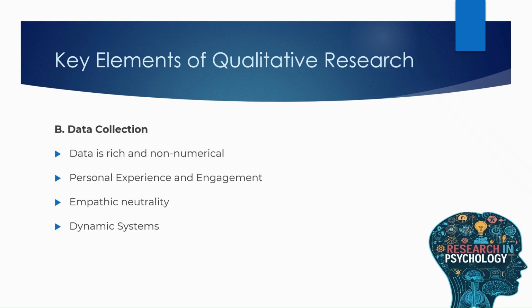Data collection is the second key element of qualitative research. The data that is collected is rich and non-numerical. All right, the data that we are going to use is textual data. And how are we going to collect this rich non-numerical data? The common methods that we use are interviews, observations, case studies, ethnography, or even focus groups.